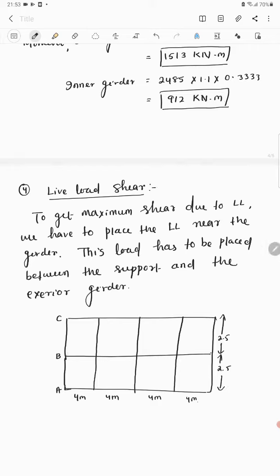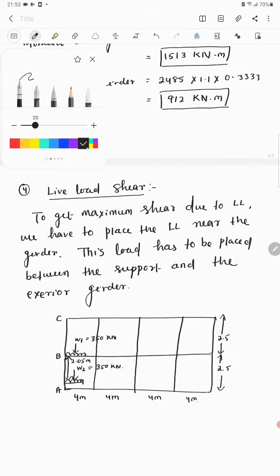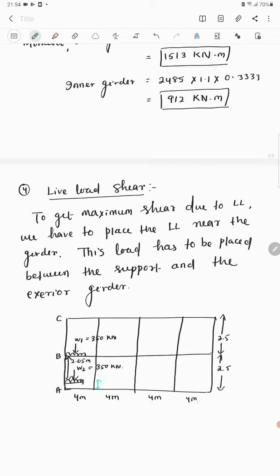Okay, so we have to place the load near the support. Let's say if this is one wheel, this is another wheel. So let's say this is W1 and this is W2. So both the loads are equal. This is 350 kilonewton. This is also 350 kilonewton. So from here to here, that will be 2.05 meter. So what will be this rest? This rest value will be 2.5 minus 2.05 is equal to 0.45 meter, and this one is 2.05 meter.